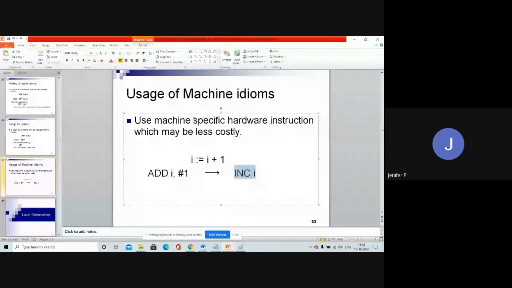And the last one is use of machine idioms. For example, if you want to calculate I = I + 1, I can use assembler code like this: ADD I, #1. That means the I value and the 1 value will be added and the result will be stored in I. Instead of it, I can use the INC instruction also. The thing is, you have to use a special hardware instruction which may be less costly. So these are the various peephole optimization techniques. Up to now we have seen various techniques in order to optimize the code, right?